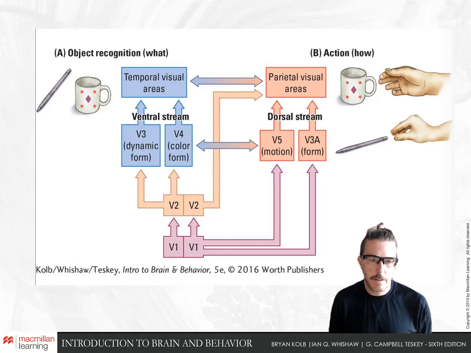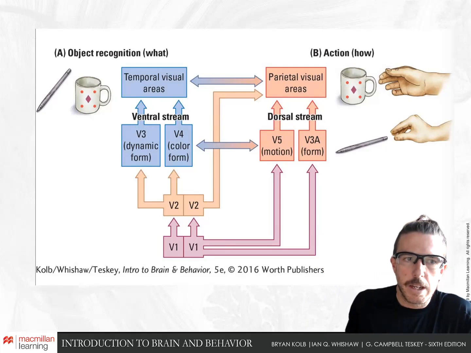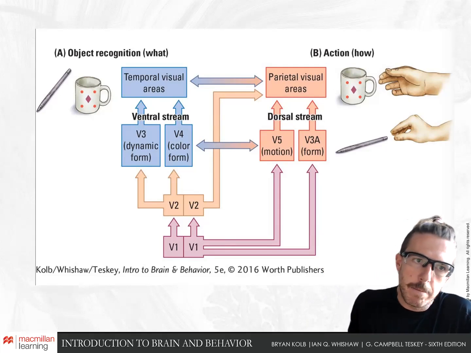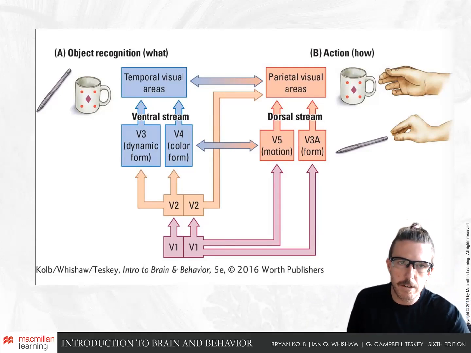And then V1 also sends information to V2 and on to V3 and V4 about the dynamic form of objects and their color, leading to the input into these temporal visual areas. One important aspect that's shown here is that there's intercommunication at all levels of this hierarchy.